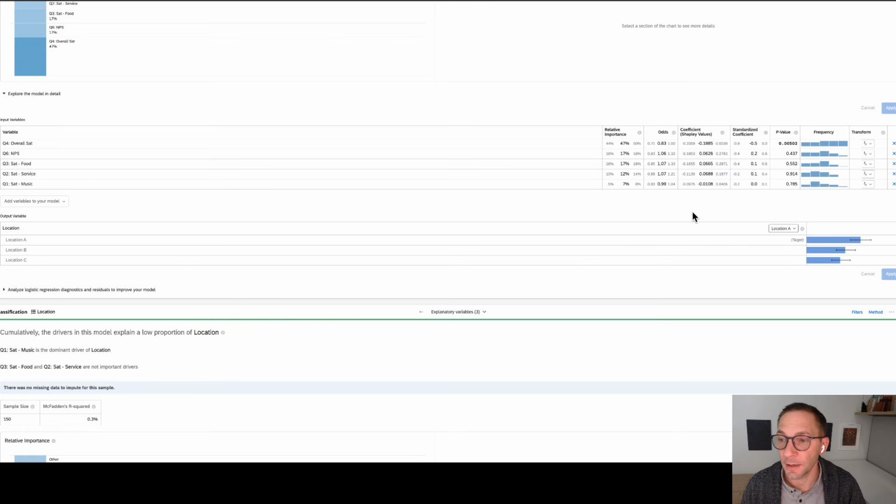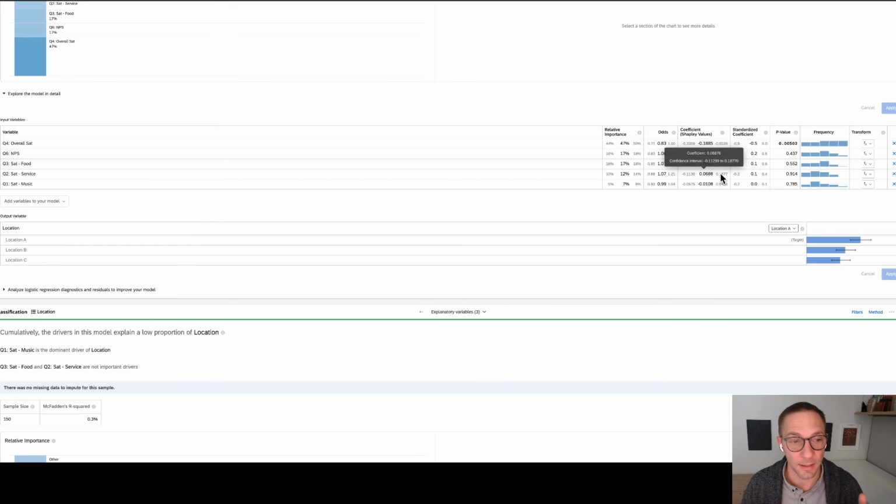Now here's some interesting things going on with A. So as overall satisfaction goes up, it's less likely they were at location A. We've already covered that. But let's say that these other ones were significant. We have a positive for NPS. So as that went up, it is more likely to be location A.